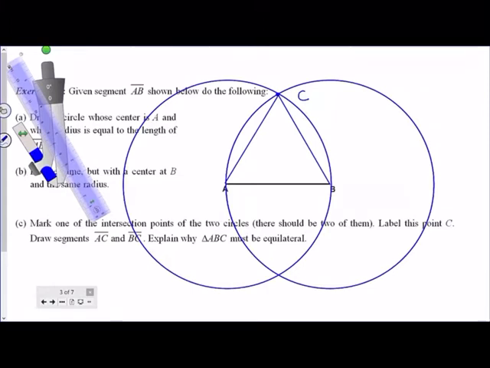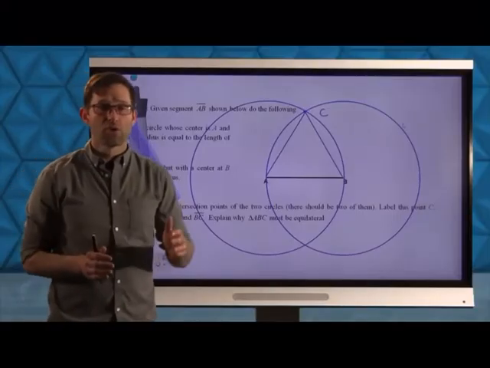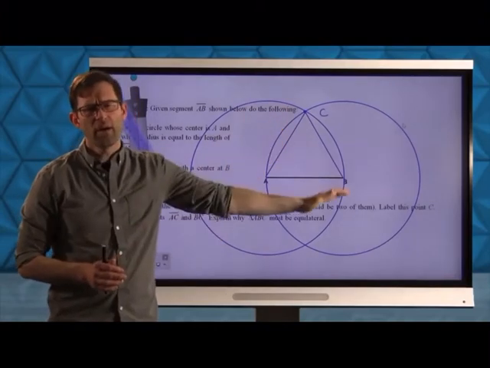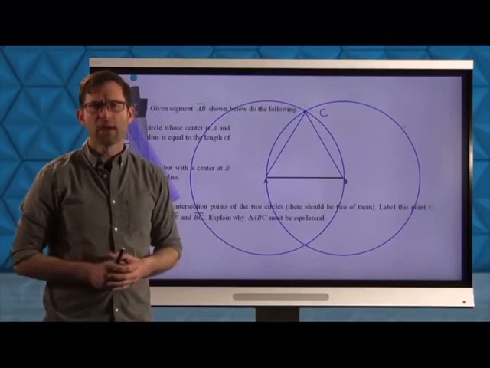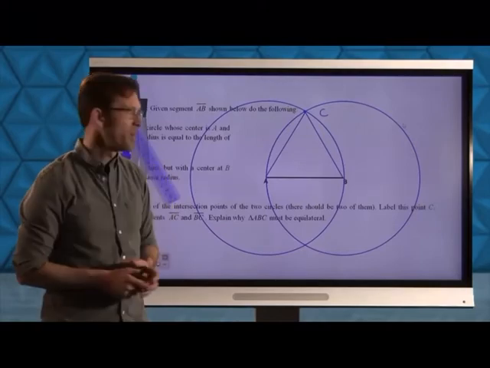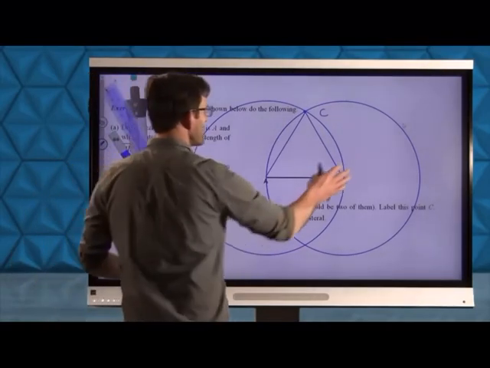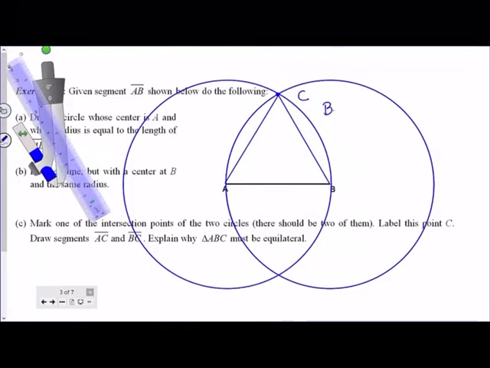Okay, finally, explain why triangle ABC must be equilateral. All right? Now again, we've actually done this construction, but it was way, way back in Unit 1. So let's think about that explanation. Take a moment and write down what you can. All right, let's do it. Maybe I'll just write the explanation up here. Okay.